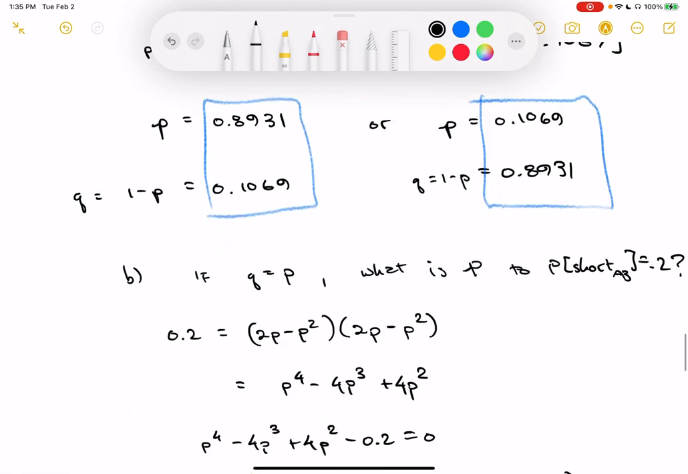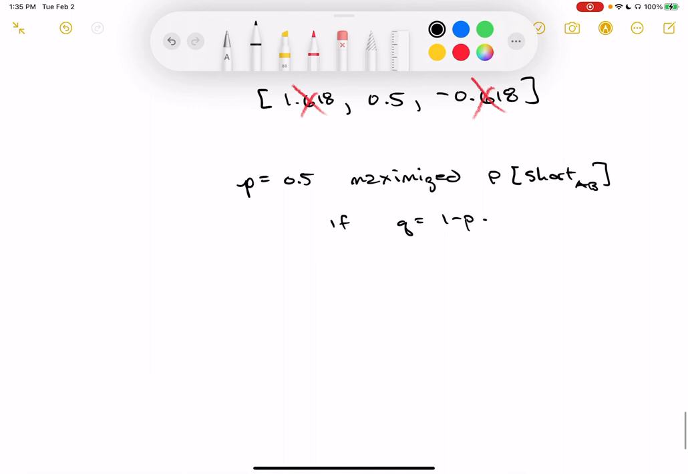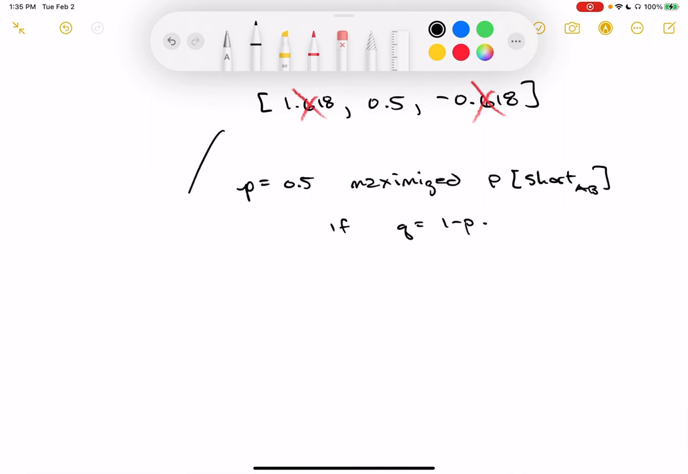Probably to be careful here, you would need to verify. You want to verify it's a max. You can do that through a second derivative test. You can also check the boundaries. We are trying to find an optimal solution on an interval, so you should always be checking boundaries.